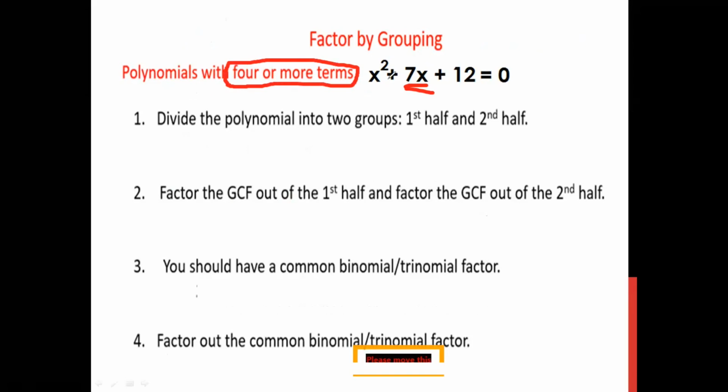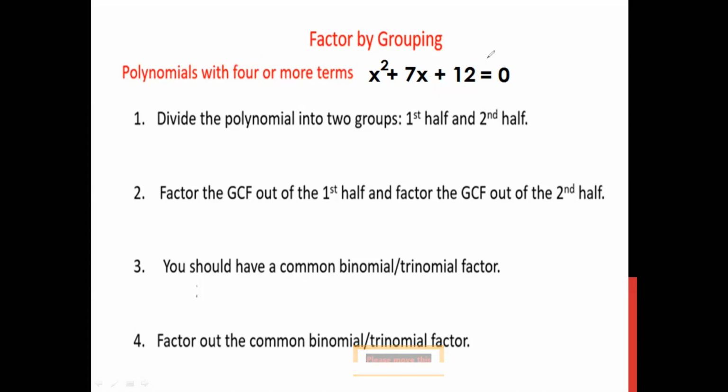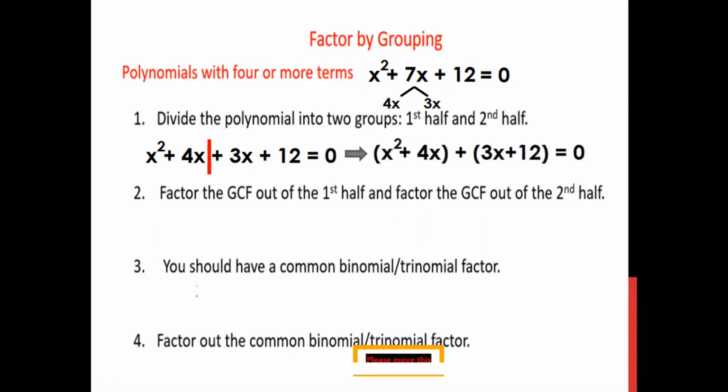So we need to expand this equation into 4 terms. We can expand that by expanding the second term, which is the 7x. By expanding that, we get 4x and 3x. So our new equation is x squared plus 4x plus 3x plus 12 is equal to 0. Then divide the polynomial into 2 groups. We have x squared plus 4x, and in the other half, 3x plus 12 is equal to 0.